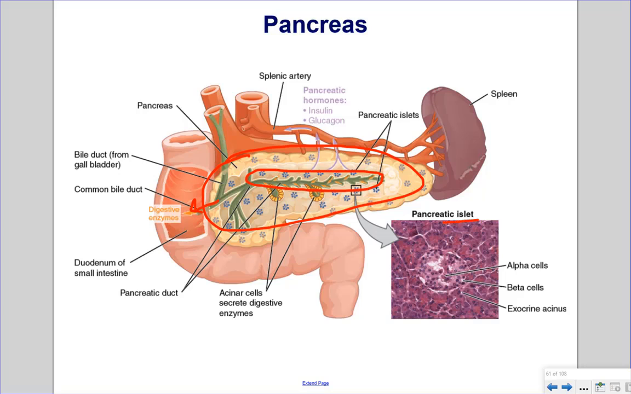The pancreatic islets secrete the hormones insulin and glucagon. Specifically, the beta cells produce the insulin, and the alpha cells produce the glucagon.